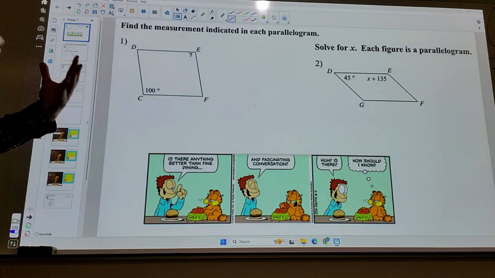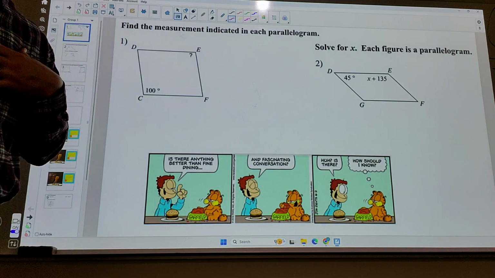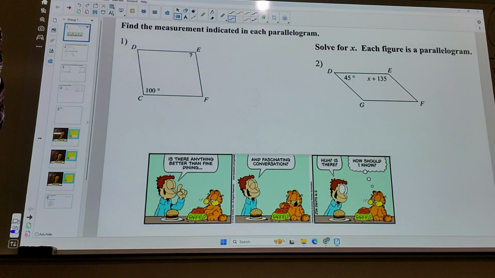Hello, this is our last day of new stuff before we take some time to review and our quiz. I would pause this and try these two problems.